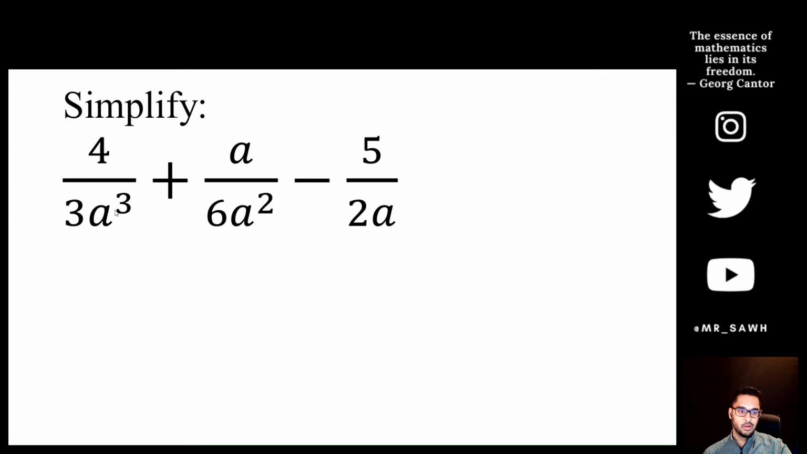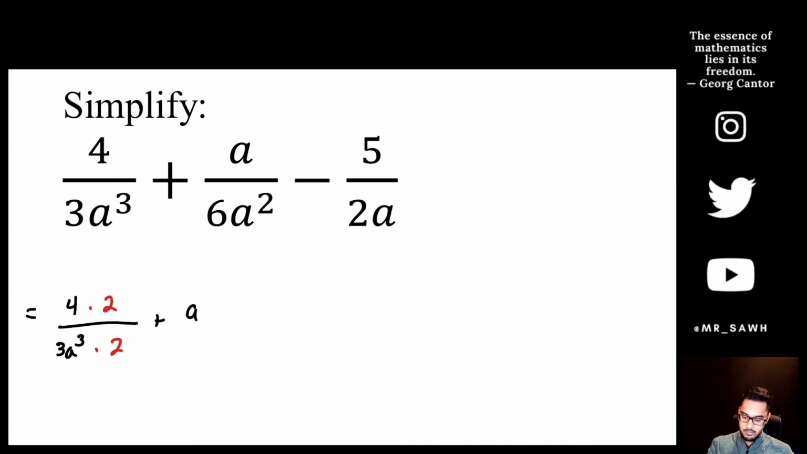If I think about my variables then, a cubed, a squared, and a, I'm going to pick the highest power of them. So I want my common denominator here to be 6a cubed. That's the goal. And I can get each of these fractions to become 6a cubed by multiplying each respective fraction by something different. So it really depends on what my denominator was to start with. For the first one, if I'm trying to get to 6a cubed, I need to multiply by 2, because 2 multiplied with 3 would give me that 6, so the first fraction is taken care of.